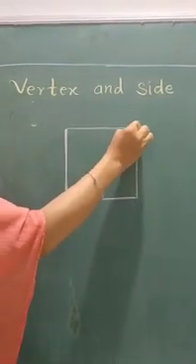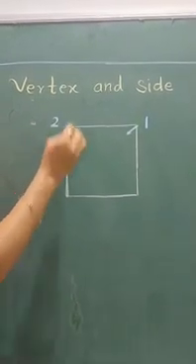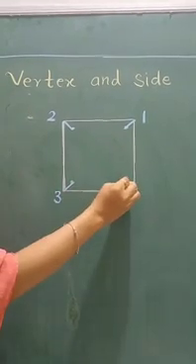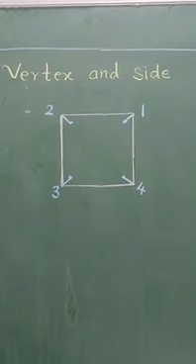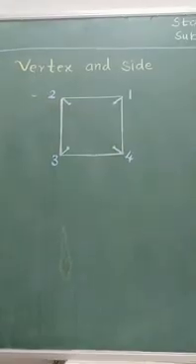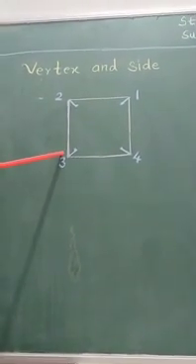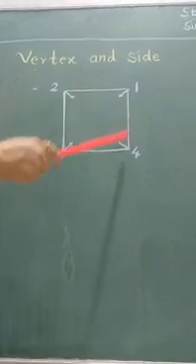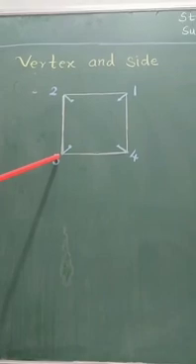See, this is the first corner. This is the second corner. This is the third corner. This is the fourth corner. Okay? These are the four corners of a square. So, these are called vertices. Okay? And each corner is called a vertex.